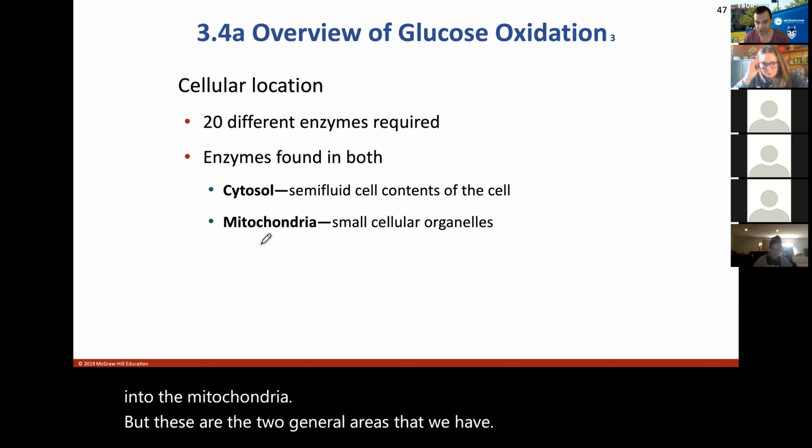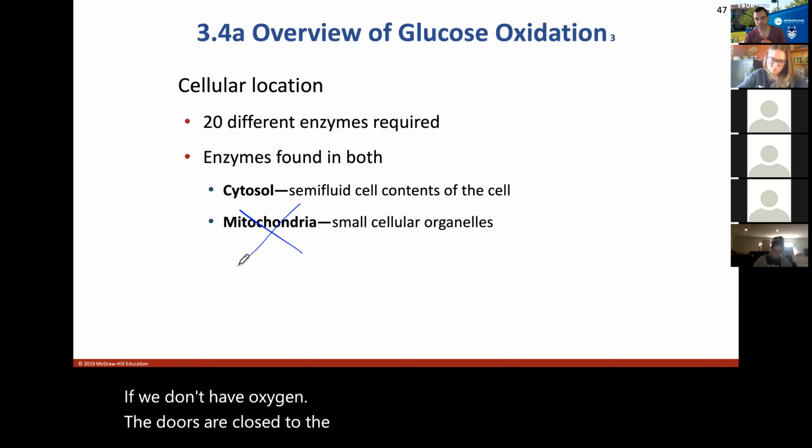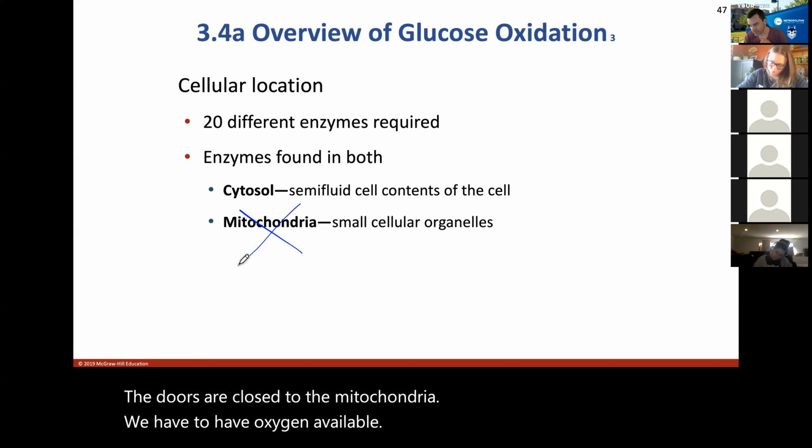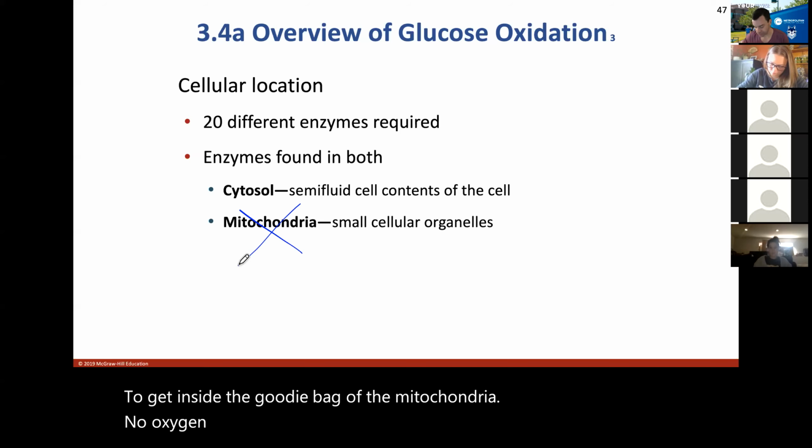If we don't have oxygen, the doors are closed to the mitochondria. We have to have oxygen available to get inside the goodie bag of the mitochondria. No oxygen, no mitochondria, no big yield of energy. And then we're in an anaerobic state.